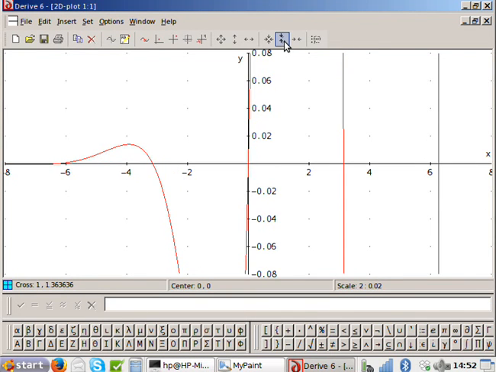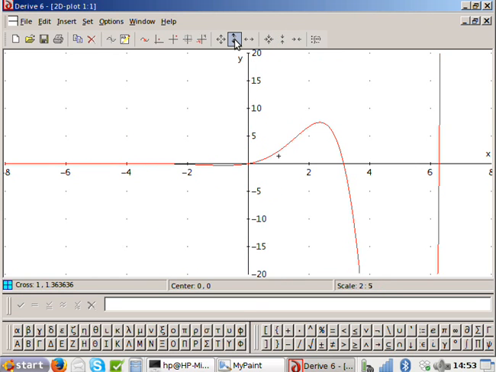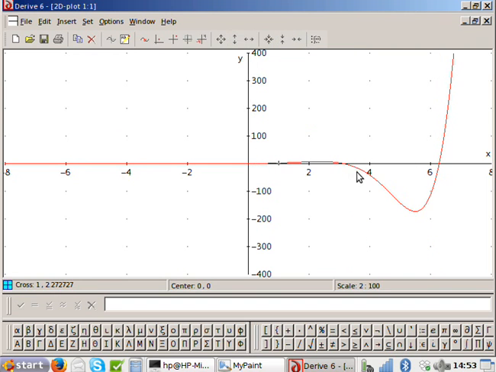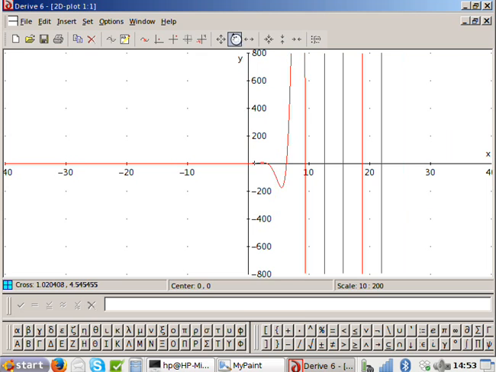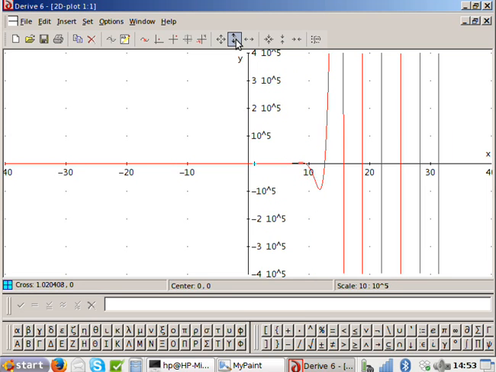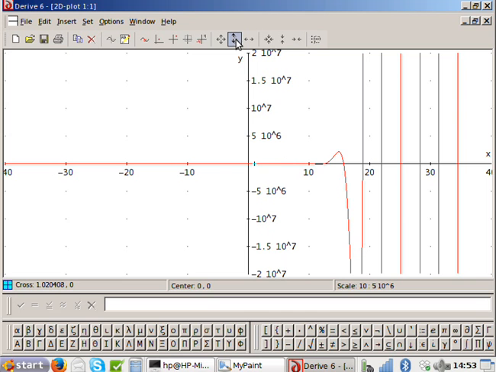Okay? Right. Let me give you one to try. What I want you to do is find the turning point of y equals e^x sin x.